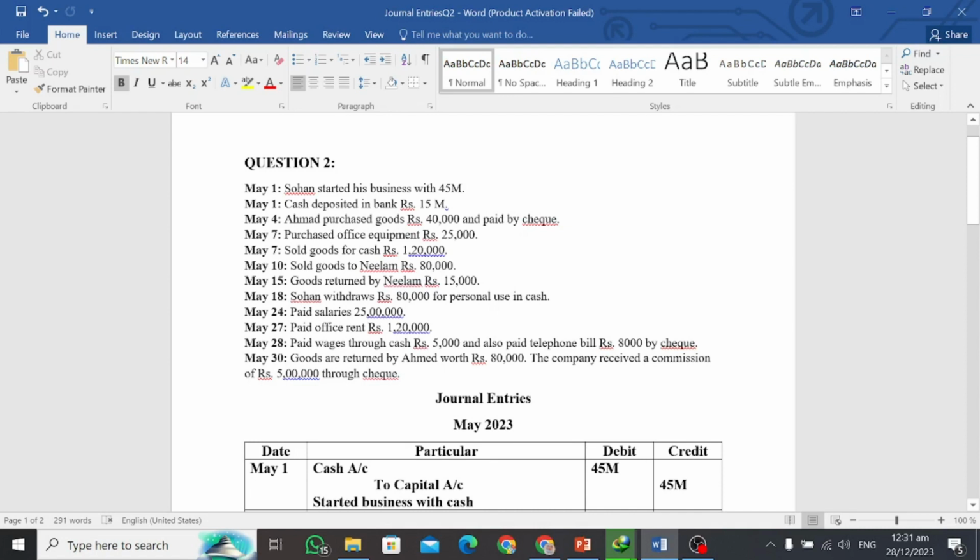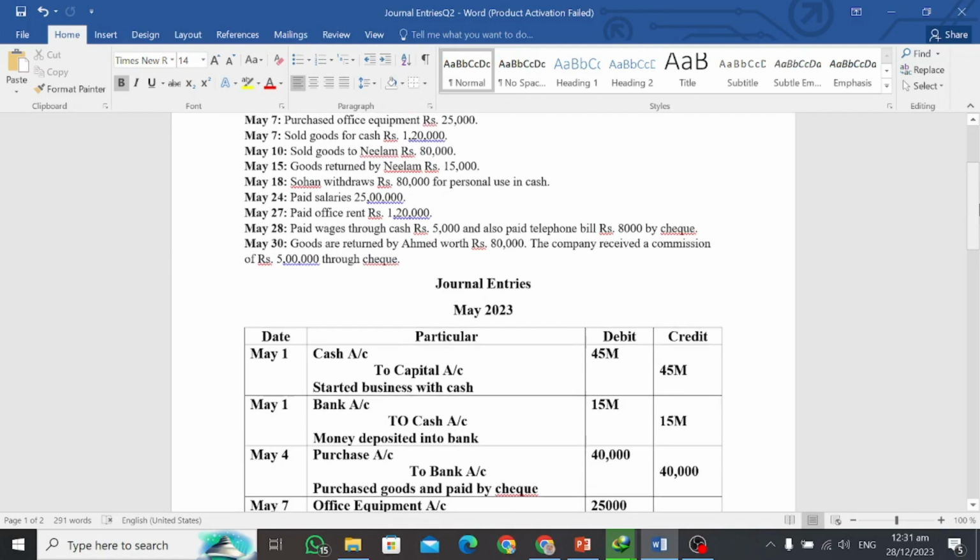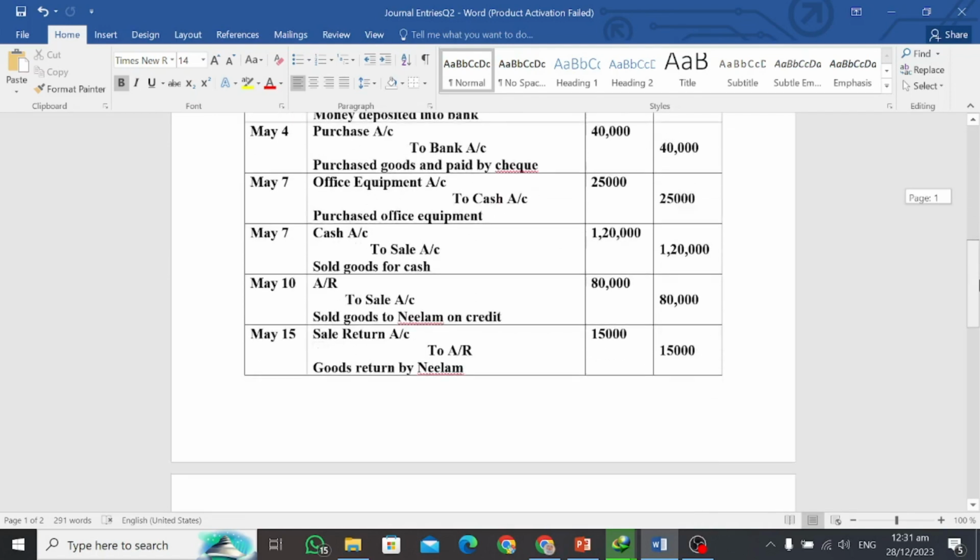Then the company received a commission of rupees 5 lakh through check. Through check means bank account and received a commission. Commission is an income. When income increases, it is credited. So bank account will be debited and commission account will be credited. Let's record the transactions.